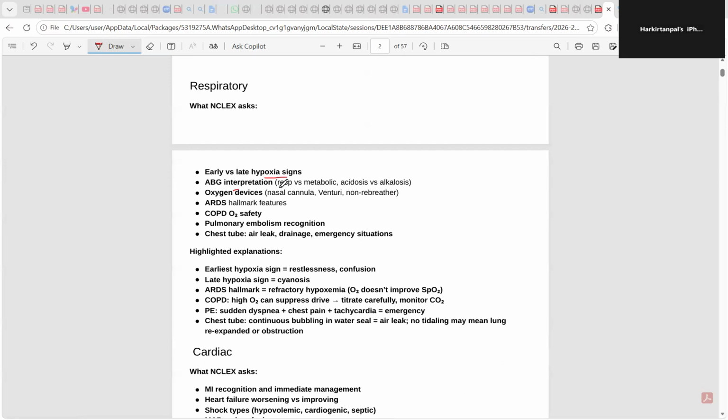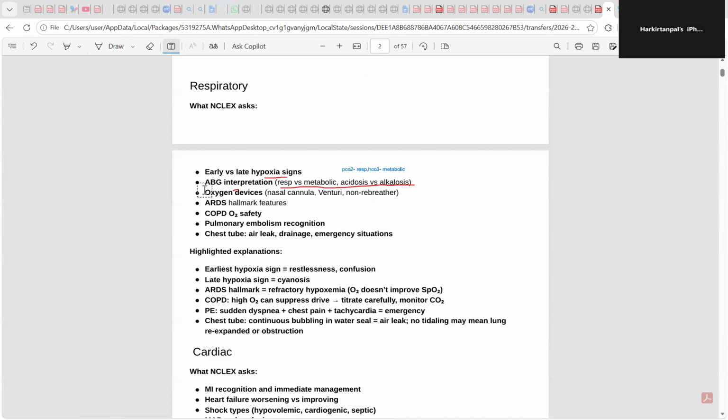Any doubt on this acidosis and alkalosis? It's clear, because if the PCO2 is affected, that means the partial pressure of carbon dioxide is affected, that is respiratory. And if the bicarbonate is affected, that is metabolic. If the pH is less than 7.35, that is acidosis, and if the pH is greater than 7.45, alkalosis. And also the compensation.